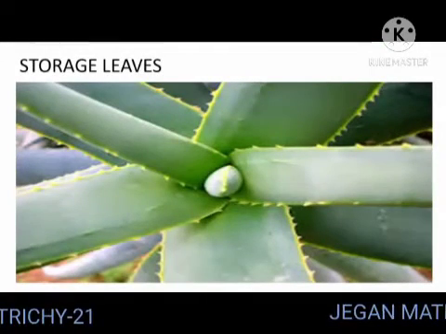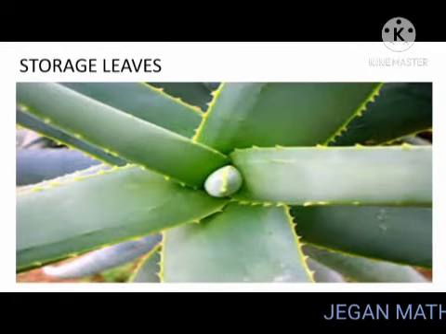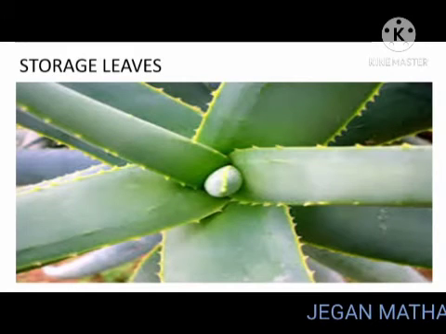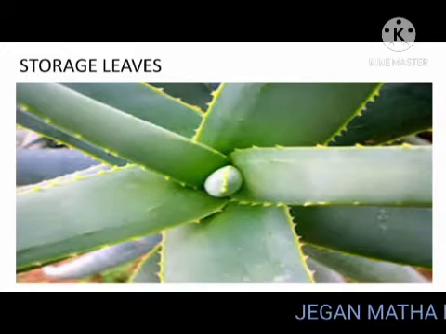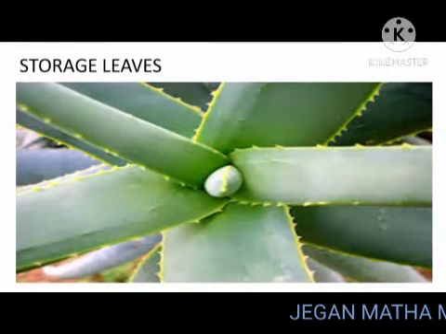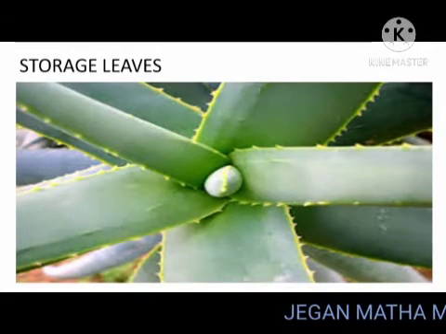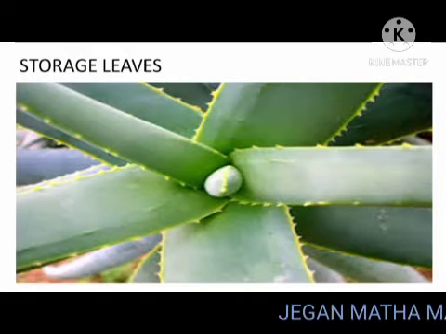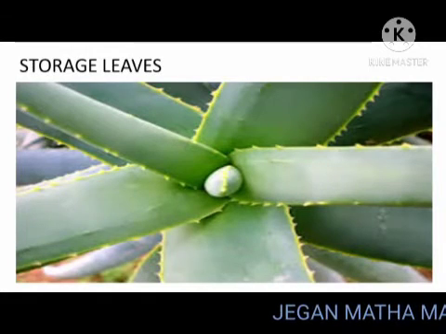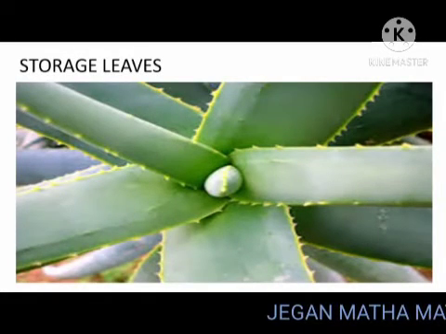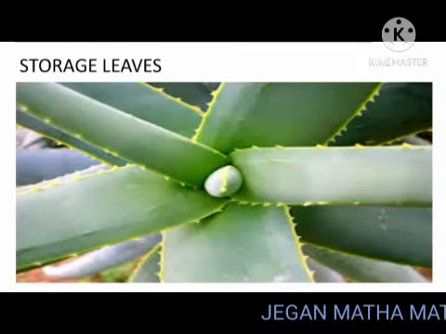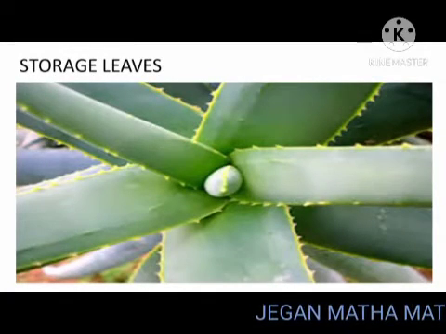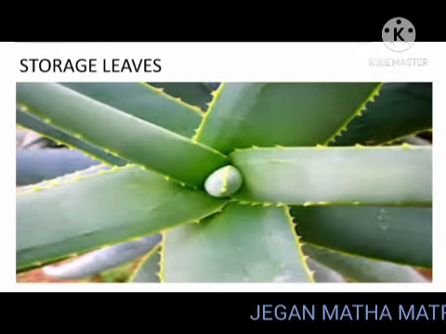Some plants of saline and xerophytic habitats and members of the family Crassulaceae commonly have fleshy or swollen leaves. These succulent leaves store water, mucilage, or food materials. Such storage leaves resist desiccation. Example, aloe, Bryophyllum.